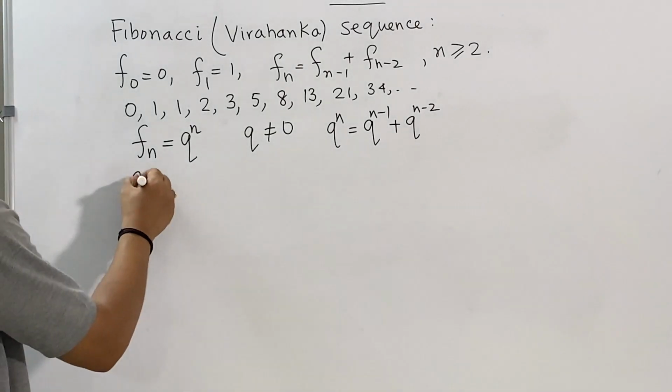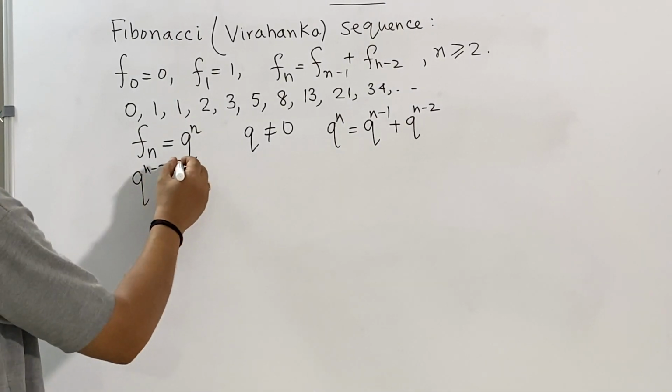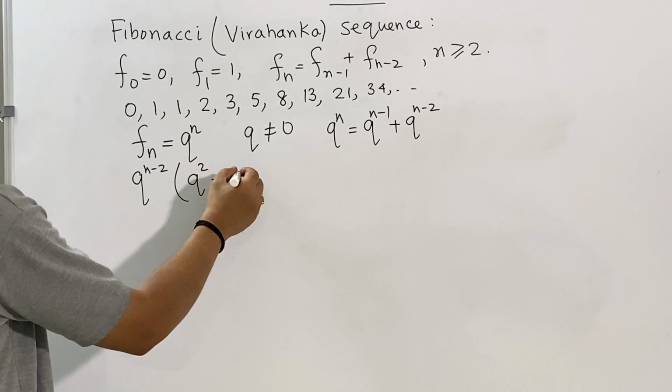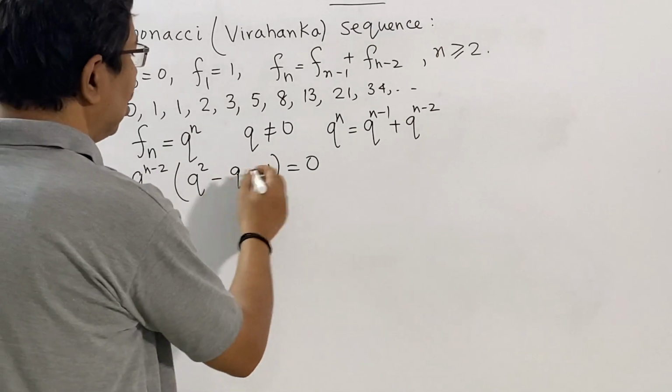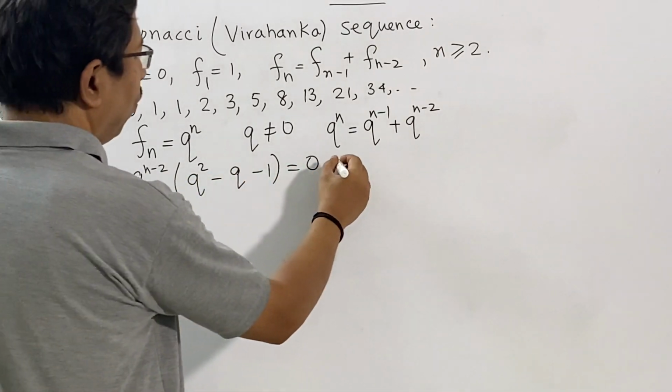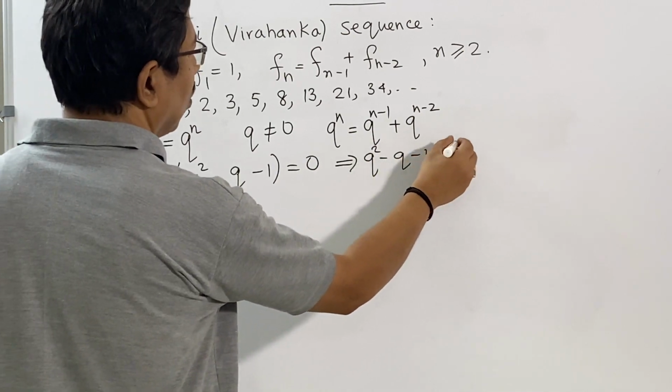Rearranging and taking q to the power n minus 2 common, what we get is this expression. Since q is different from 0, q to the power n minus 2 is also different from 0. So therefore, this can only be satisfied if q squared minus q minus 1 is equal to 0.